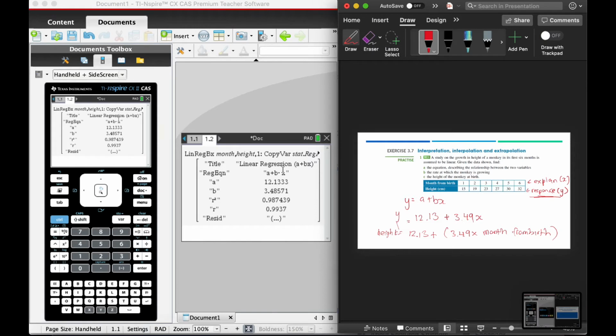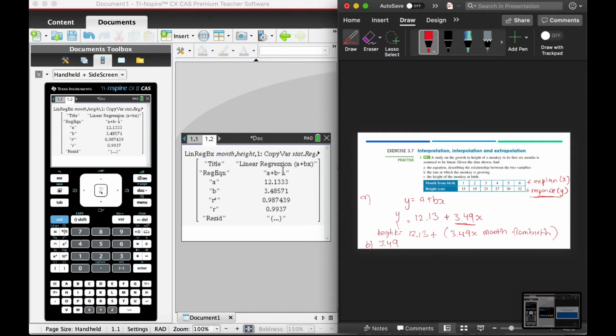Now for part B, it's asking you what is the rate at which the monkey is growing. So the rate, whenever you see the word rate, that is simply asking you for the gradient. In this case, your gradient is the number before the x, so to answer part B, that's going to be 3.49.